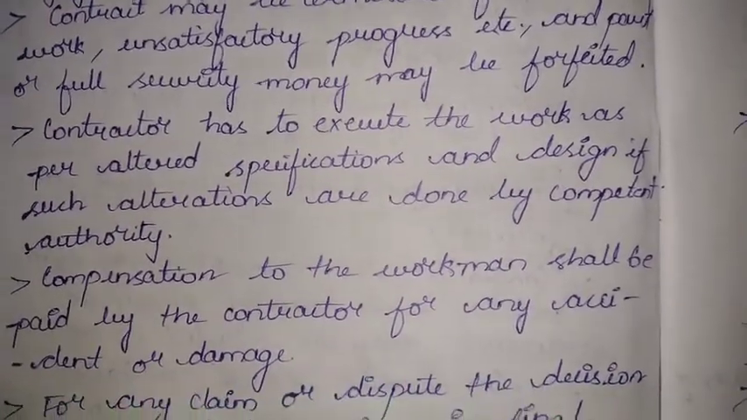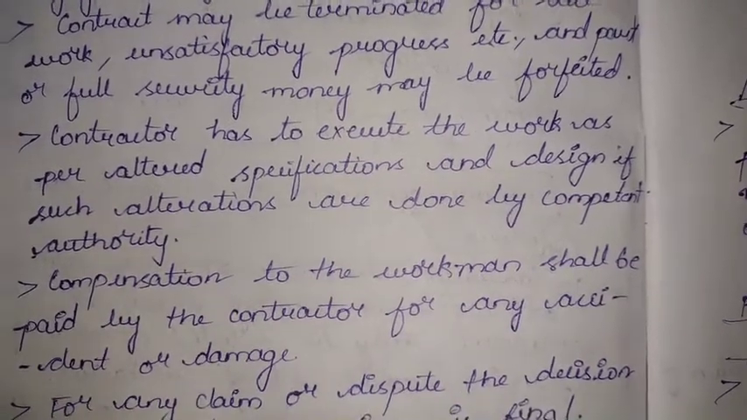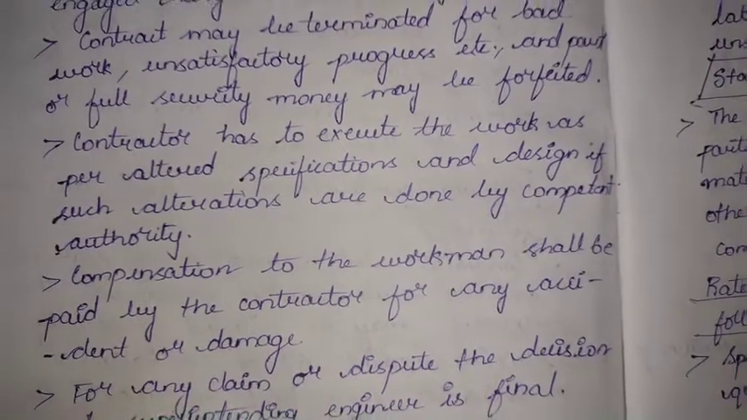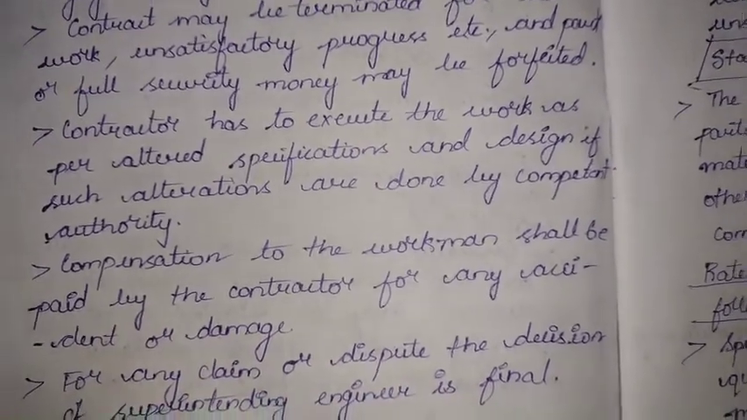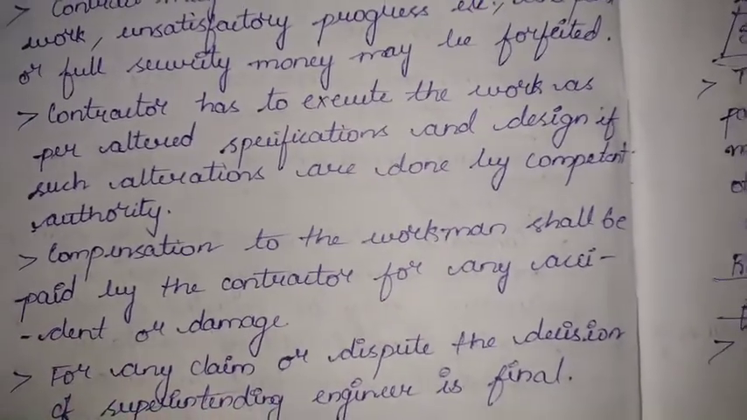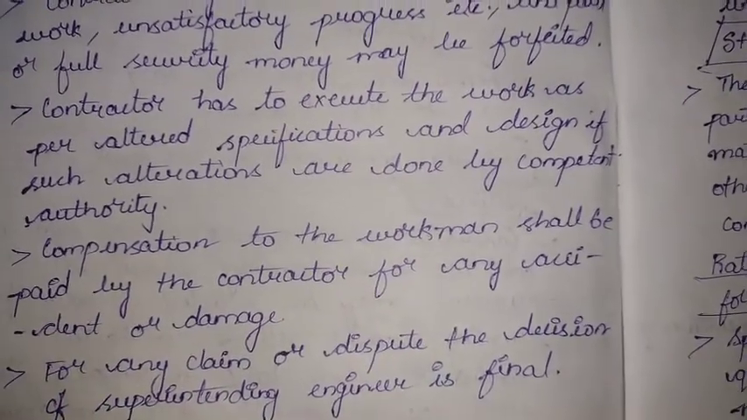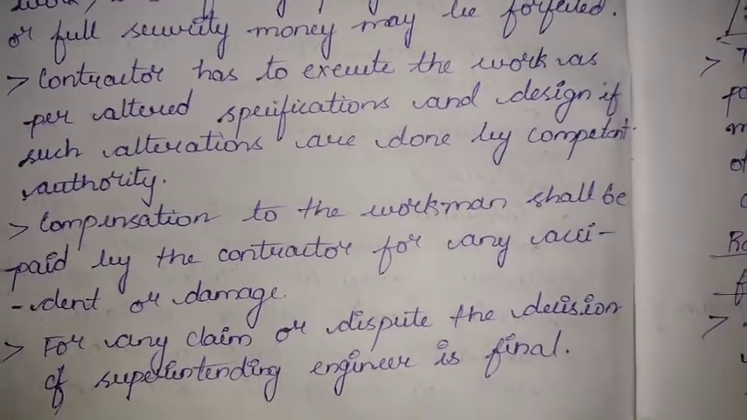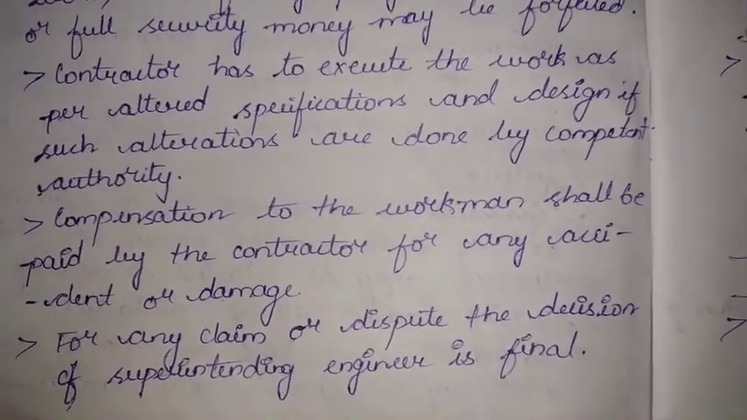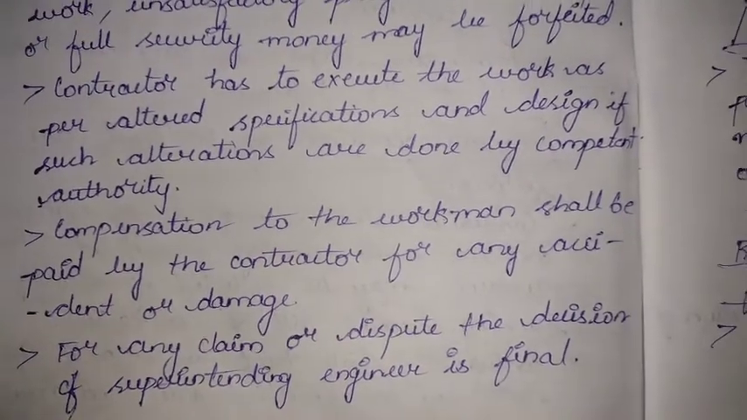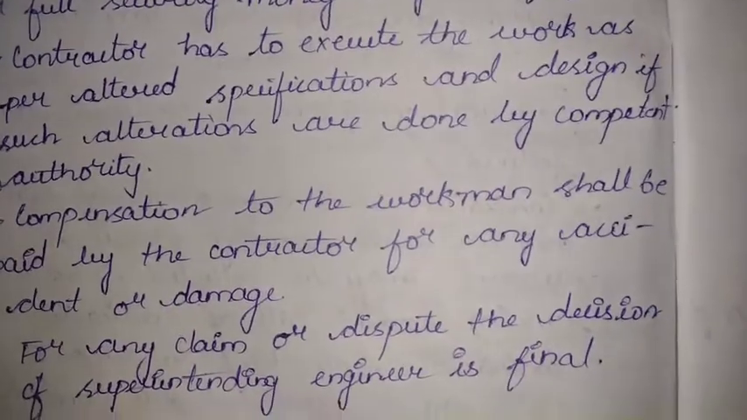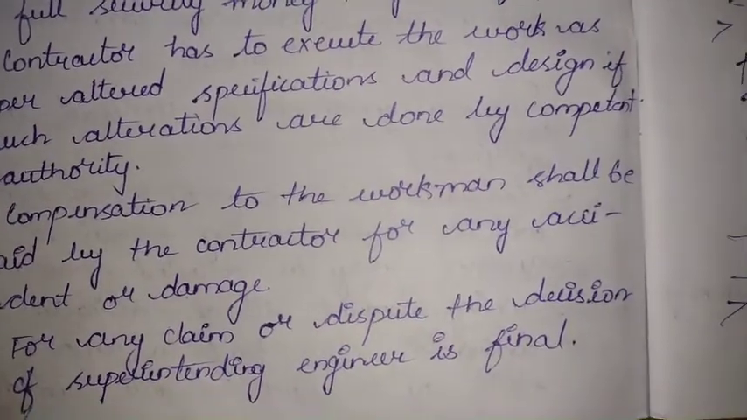Compensation to workmen shall be paid by the contractor for any accident or damage. That is, whenever a workman or any mazdoor is caught in an accident, or damage has been done, the contractor is responsible to pay that amount. For any claim or dispute, the decision of the superintending engineer is final. That is, when we have any dispute during the contract, the decision taken by the superintending engineer is final.